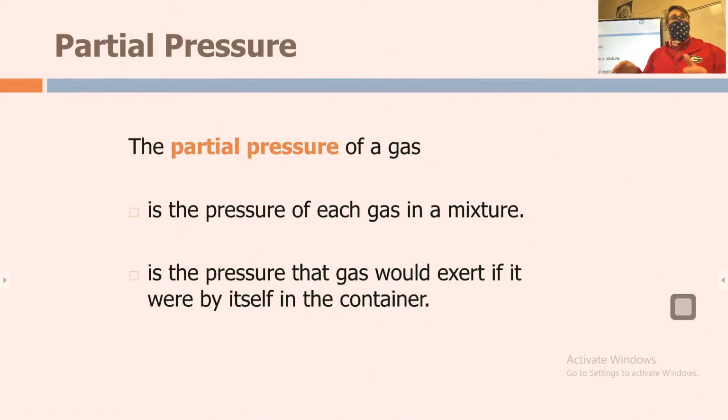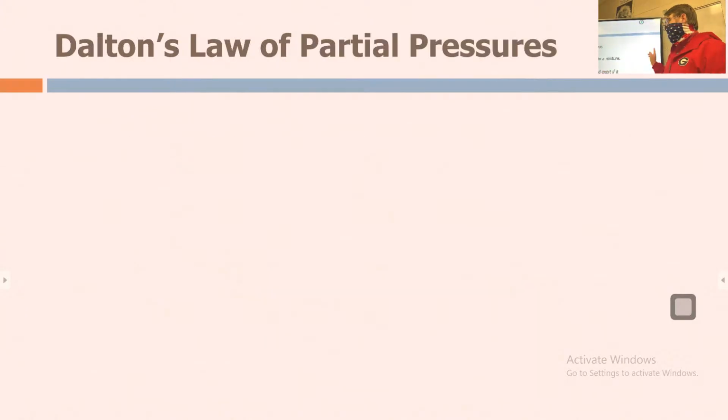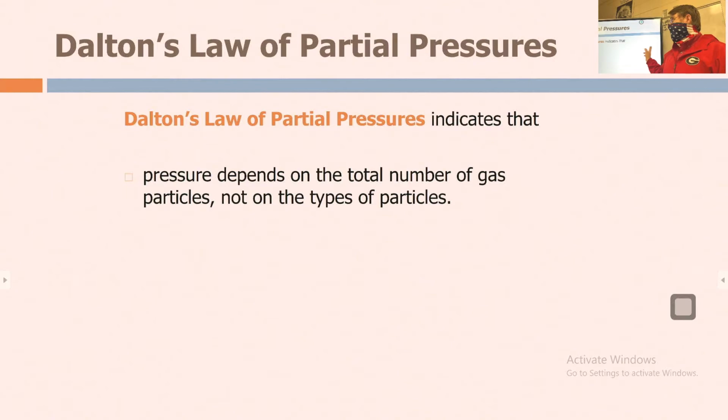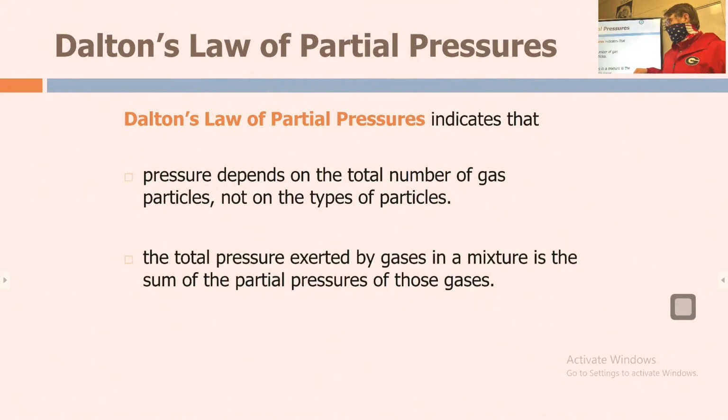If you had each gas's independent pressure separately and then added them together, it would add up to the total pressure. It indicates that pressure depends on the total number of gas particles, not on the type. So type does not matter. Everyone say type doesn't matter. The total pressure exerted in a mixture is the sum of the partial pressures. The total pressure is equal to each of the parts.